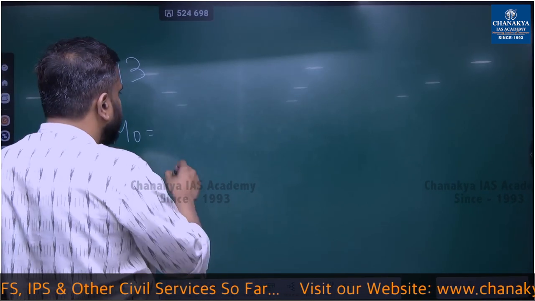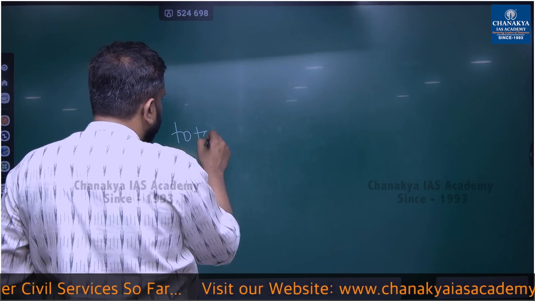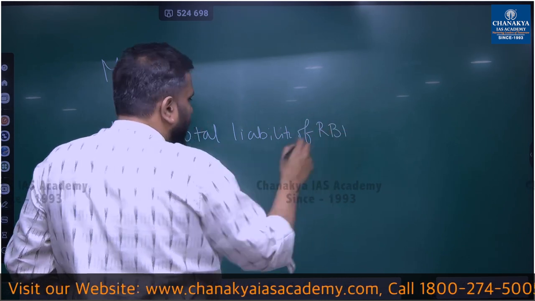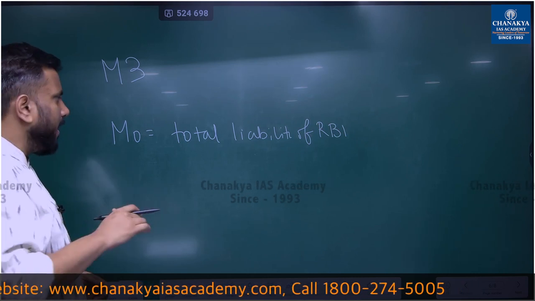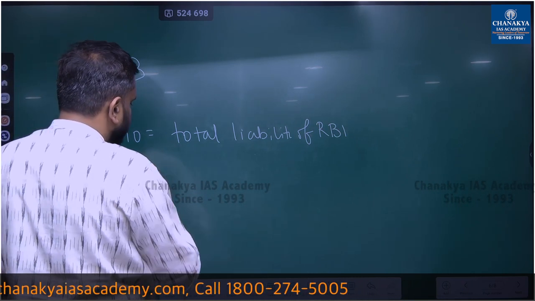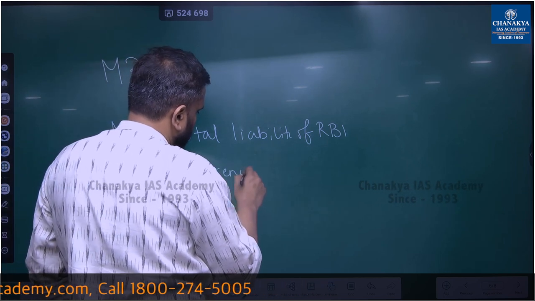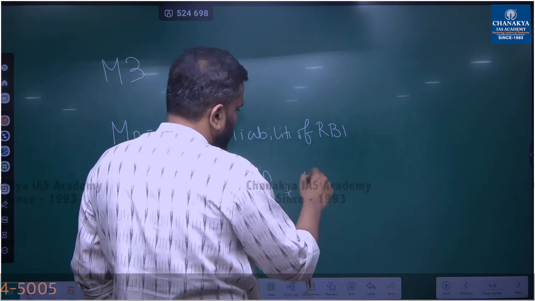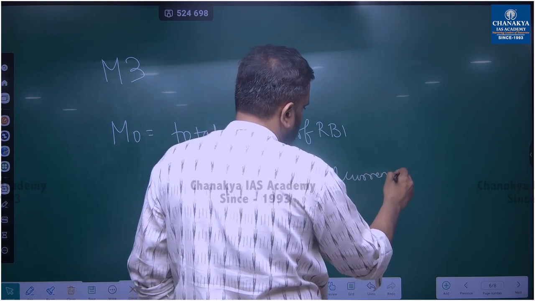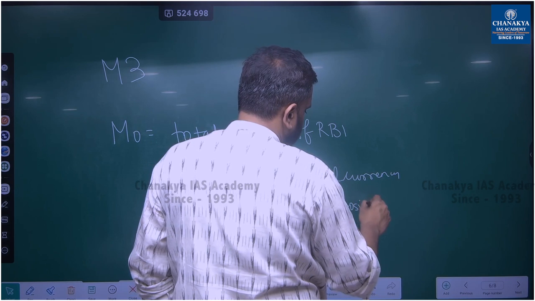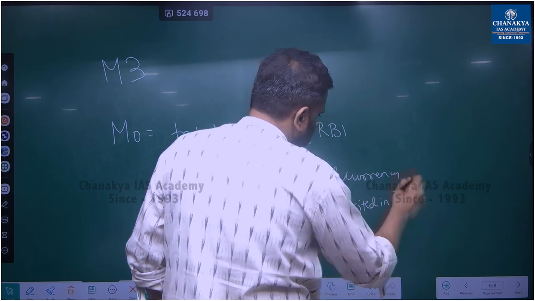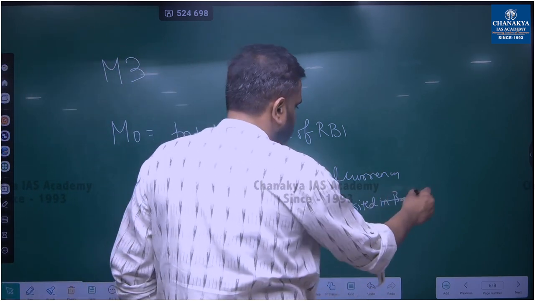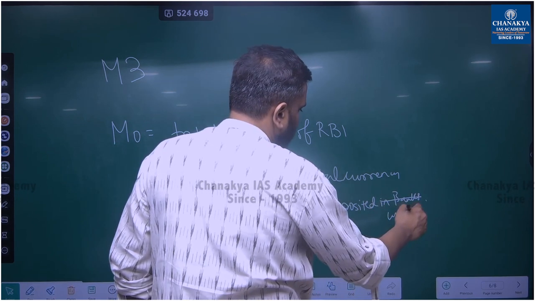So what is M0? M0 is the total liability of the RBI. It is the total liability of the RBI. So M0 is equal to currency in circulation plus total currency deposited with the RBI. Right?